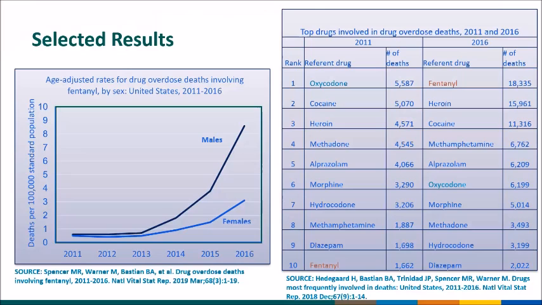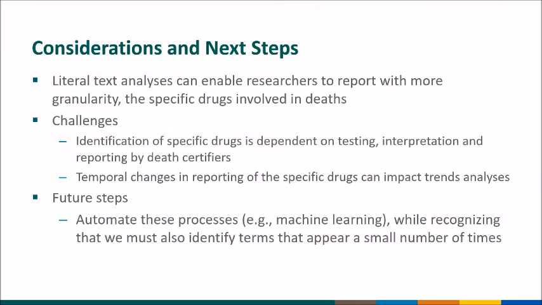What's interesting is that now that we're getting into this type of granularity, we can see how the ranking changes. For instance, oxycodone, which was ranked number 1 in 2011, changed to rank 6th by 2016, whereas fentanyl, which was 10th in 2011, jumped to first in 2016. So in summary, with this methodology and this examination of unstructured data to look at the literal text, this can enable us as researchers to report with more granularity the specific drugs involved in death.